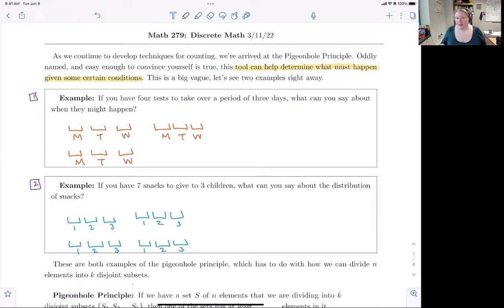Now, Pigeonhole Principle is a little oddly named, but it can be very helpful when we see it in an application. I have this thing highlighted here, which basically says it's a tool to determine what must happen given certain conditions, which is really vague. But basically what we're talking about is what happens when we're trying to distribute objects into boxes, sets, whatever we see happening. And honestly, I think it's best seen with two immediate examples. So let's get into it.